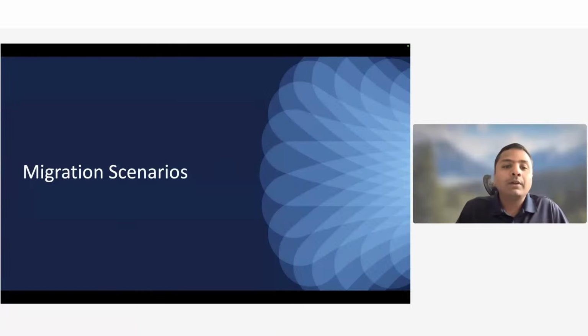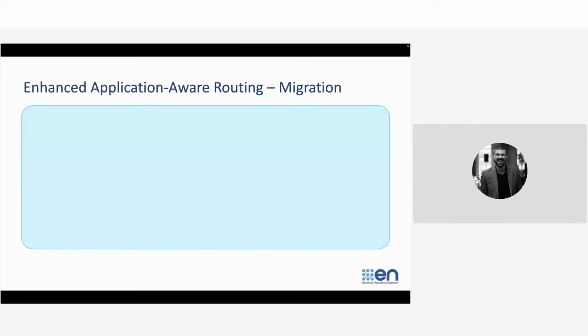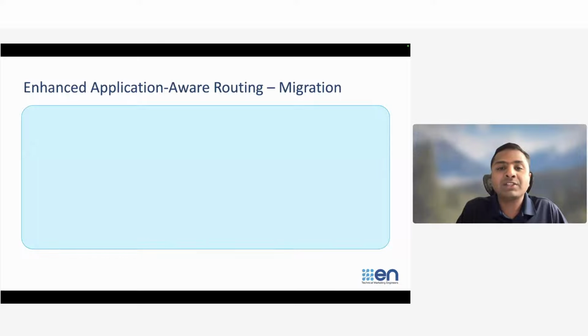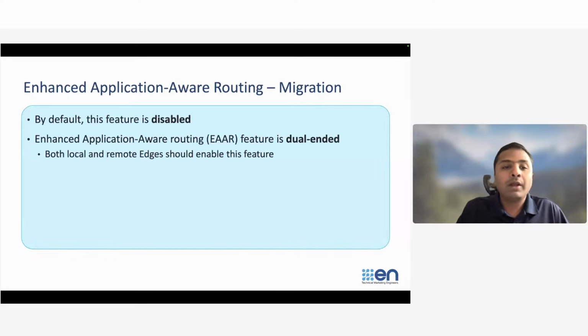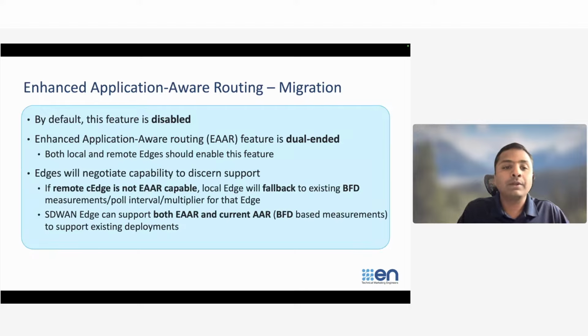Thank you, Tanner. So let's look now at the migration scenarios. Today, enhanced application aware routing is disabled by default. When you want to enable it, it has to be enabled on both SD-WAN tunnel ends, the local SD-WAN edge and the remote SD-WAN edge.